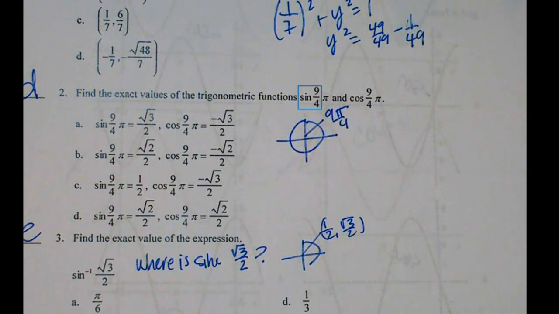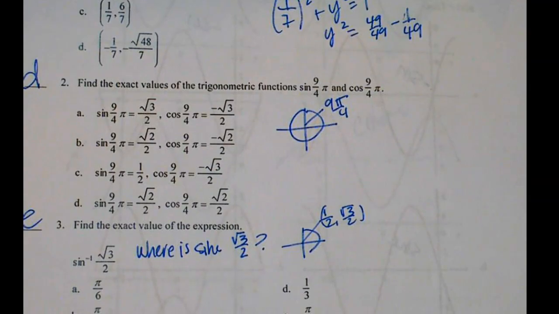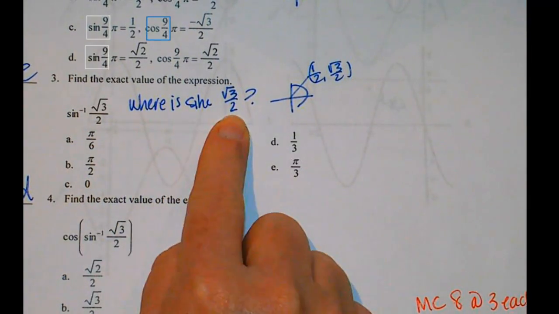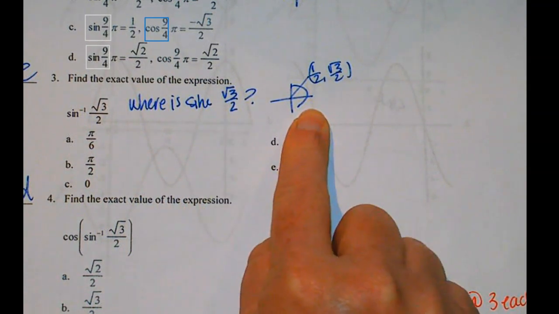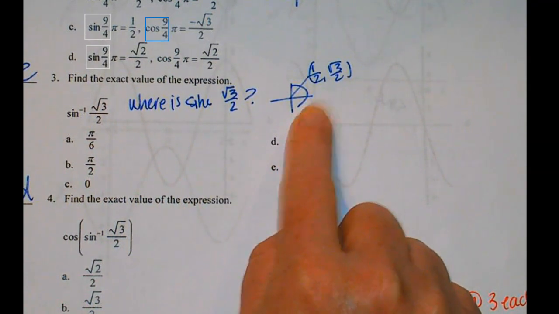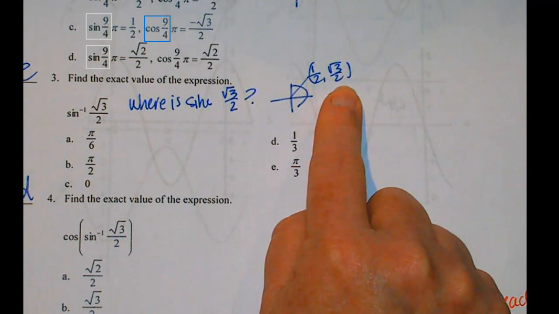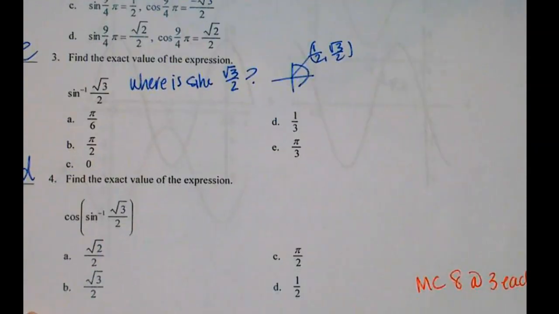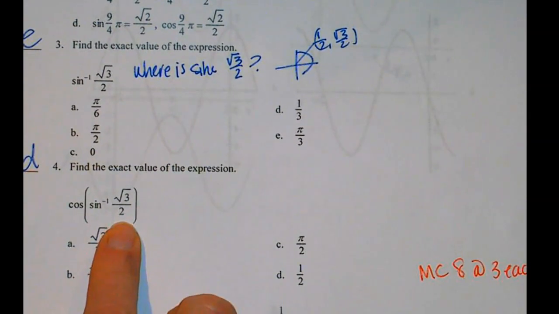So it was D. E, find the exact value of the expression. Even on mine, I wrote, where is sine equal to this? Here's my half a circle, and I made the point and found the y value, and that happens at pi over 3.